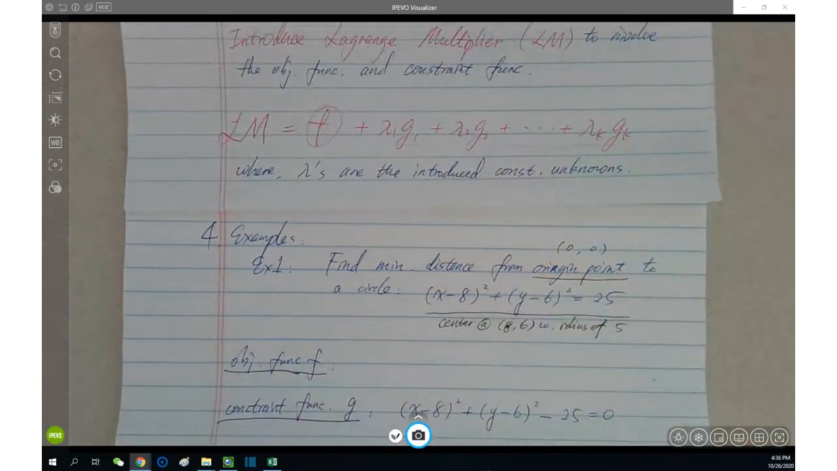If you incorrectly identify who is f, who is g, then of course nothing will be right. Constraint function is the circle. And another thing you need to be careful is you need to move the constant to the left-hand side of the equal, to be an equality constraint.